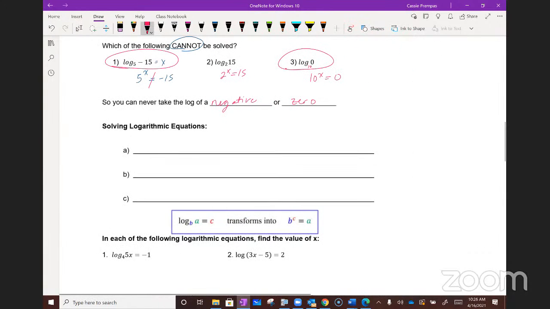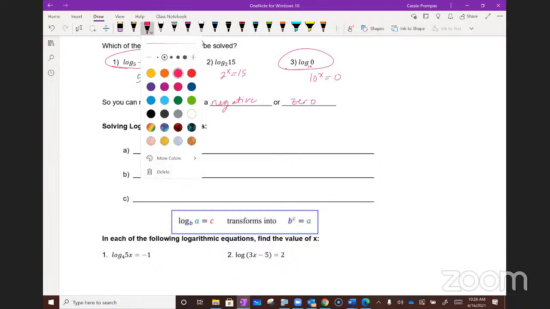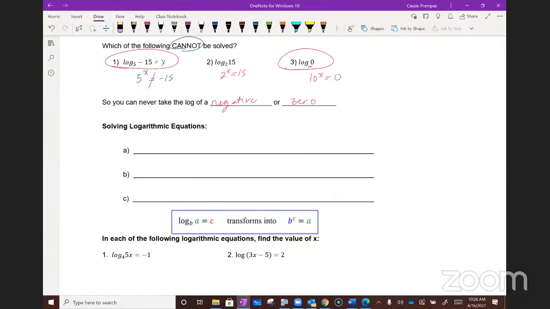Okay. Log equations. I love log equations. I think as long as you know the transformation, you're set on solving that. But there's 3 major steps you want to keep in mind. Letter A, isolate the log. This can mean using properties if you need to.